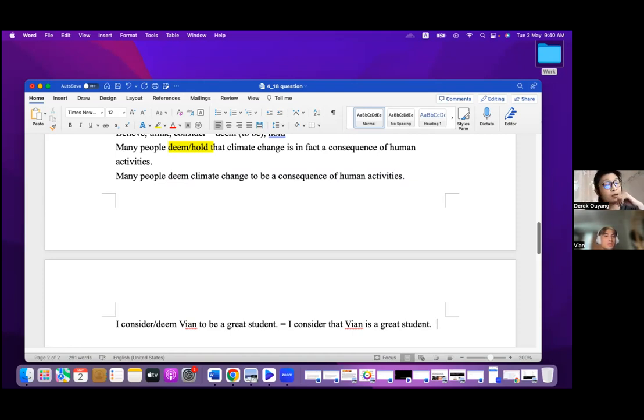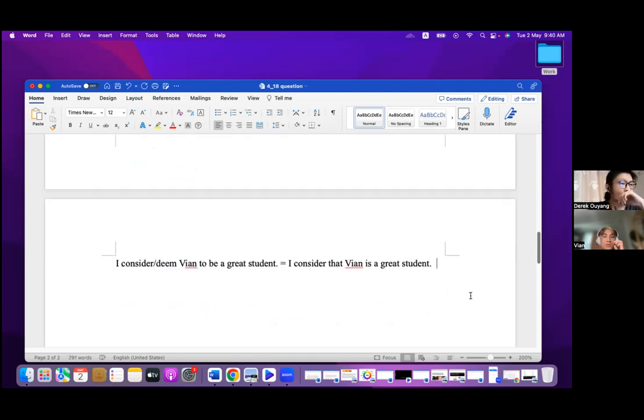Okay. Consider something or somebody to be something else, meaning that 我认为这个人或这个东西是什么什么东西。It's the same as to say consider that blah blah blah. The only difference is that when you say I consider that VN is a great student, this is a complex sentence because you have one independent clause and one dependent clause. If you say I consider VN to be a great student, it's a simple sentence. That's the only difference, but the meanings are the same. Any more questions on this? No. Good. The end.